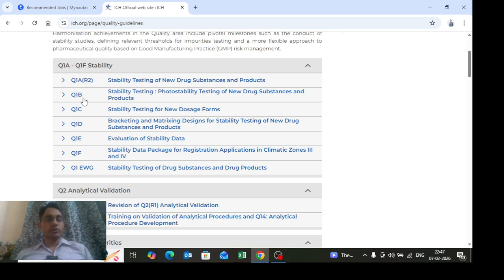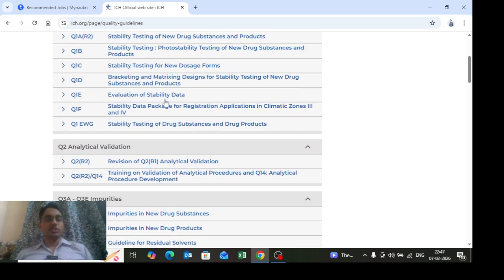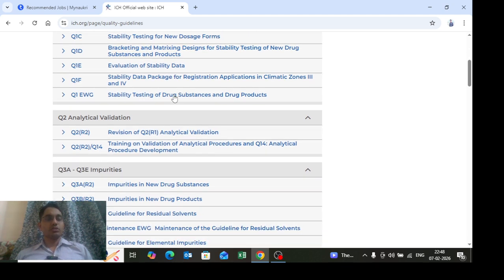Then ICH Q1B, stability testing, which consists of photostability testing of new drug substances and products. Then ICH Q1C, stability testing for new dosage forms. Then ICH Q1D, bracketing and matrixing designs for stability testing of new drug substances and products. Then ICH Q1E, evaluation of stability data. ICH Q1F, stability data package for registration applications in climatic zones 3 and 4. Then ICH Q1 EWG, stability testing of drug substances and drug products.